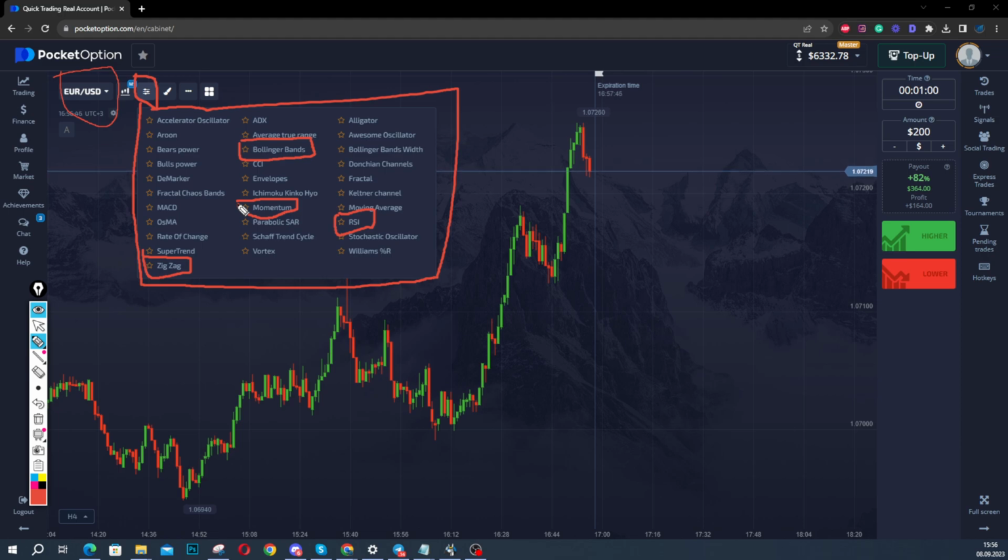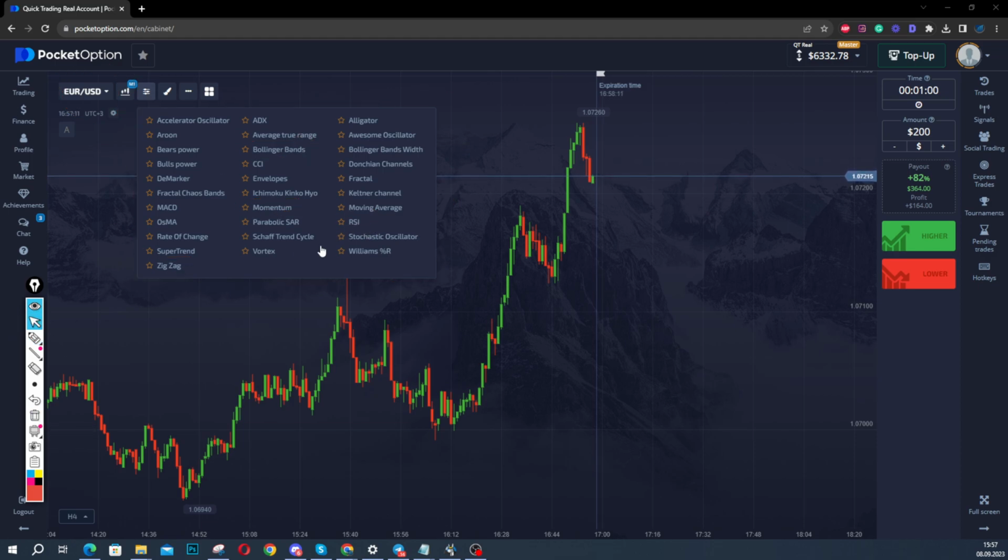In my opinion, from my experience, this is a lot. You can also try only with 3, for example, Bollinger Bands, the RSI, the zigzag, or Bollinger Bands, momentum, and the RSI. These 4 different indicators have their purpose, and I will explain their purpose now in this video so that you can use them correctly.